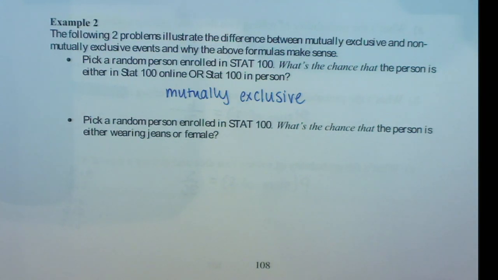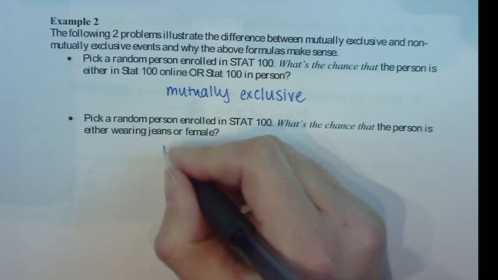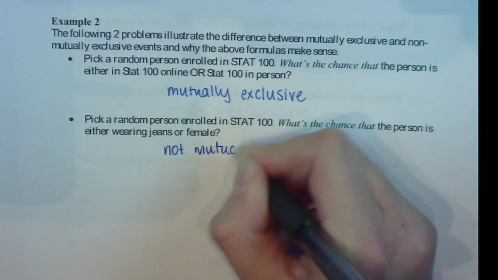Our second example says pick a random person enrolled in Stat 100. What's the chance the person is either wearing jeans or female? So we can do the same thing. Go ahead, raise your hand if you're wearing jeans. Jeans, a lot of people. Okay, put them down. And then raise your hand if you're female. Did anyone raise their hand twice? I totally did. Yeah, some people did. So if I just added all the people that were wearing jeans plus all the people that were female, I'd be counting people twice. So that's why when we're doing probability, we have to subtract the probability of both. I don't want to count anyone twice. So these events are not mutually exclusive.